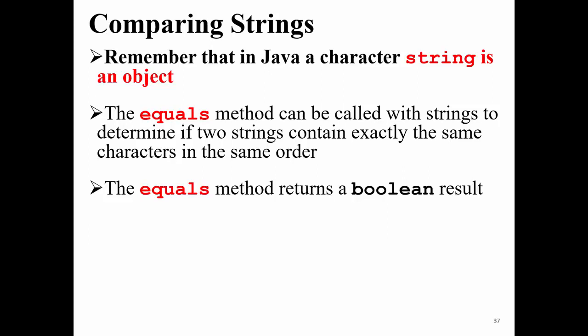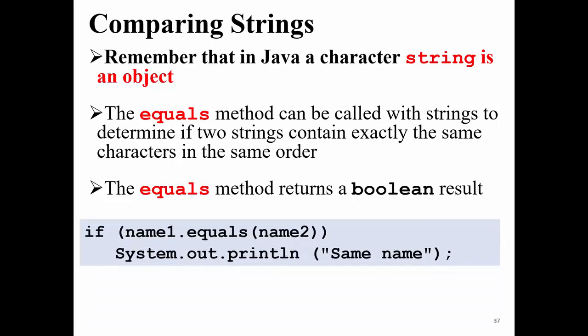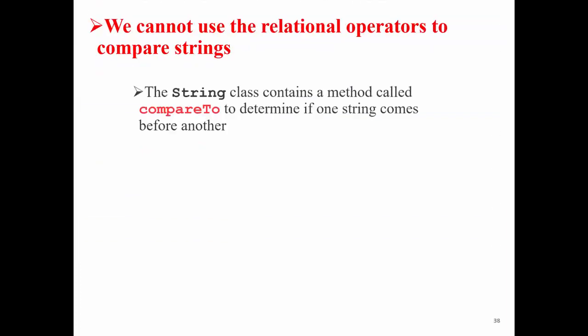Comparing a string. A string is an object data type. We cannot use equal equal with a string because it's an object data type. We have to use dot equals, as you saw in the previous examples where we used dot equals with the character wrapper class. So we cannot use equal equal with strings. We have to use string dot equals, and we give the name of the string to make sure that these two strings are equal.